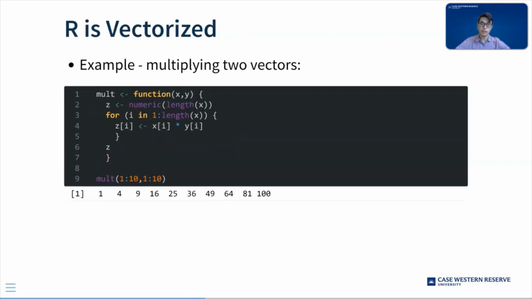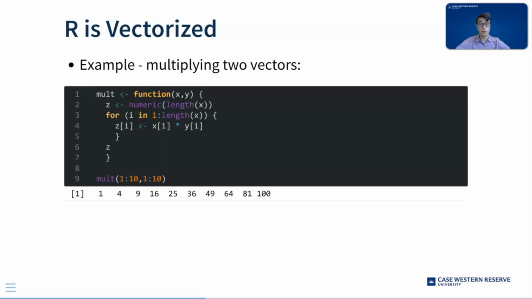R is what is called a vectorized language, which means it will do vectorized math natively. Here's one example of doing vector multiplication by defining a user-made function. Here, we nest a for loop inside of our function to multiply each value at a certain index by each other, and then return that value. Here, we can see that by applying this function to 2 vectors, both from numbers 1 to 10 and 1 to 10, we found the squares of these numbers.